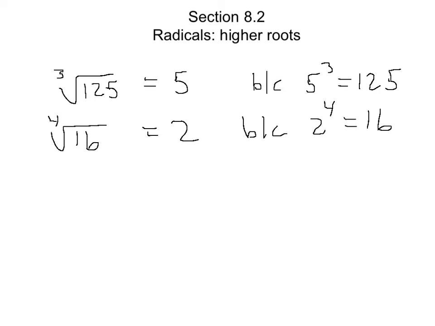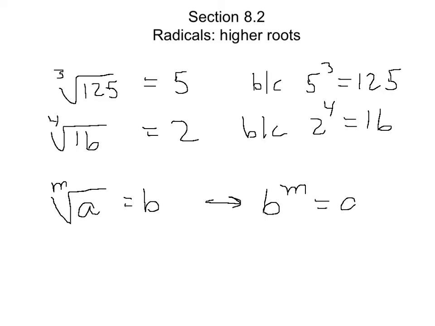If I ask for the fourth root, say, of 16, that'll be 2, because 2 to the fourth is equal to 16. And so if we say in general that the mth root of A is equal to B, that means that B raised to the m is equal to A. We call this number here the index.